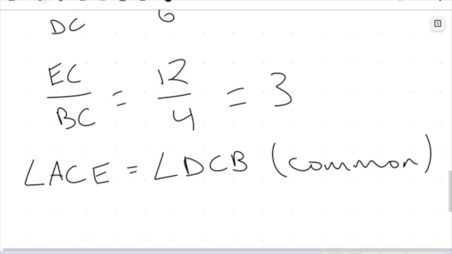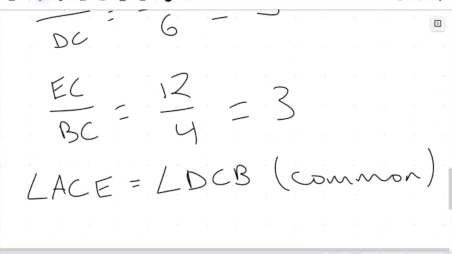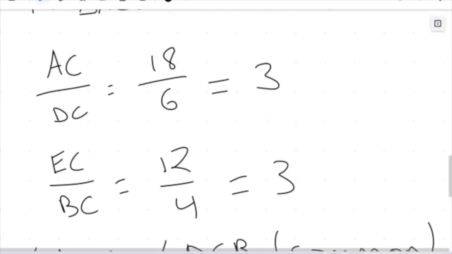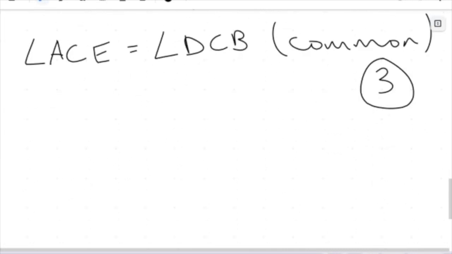So now I have three different reasons for the similarity of these two triangles. So what I'm going to say here now is my concluding statement. I'm saying therefore triangle ACE is similar to triangle DCB.